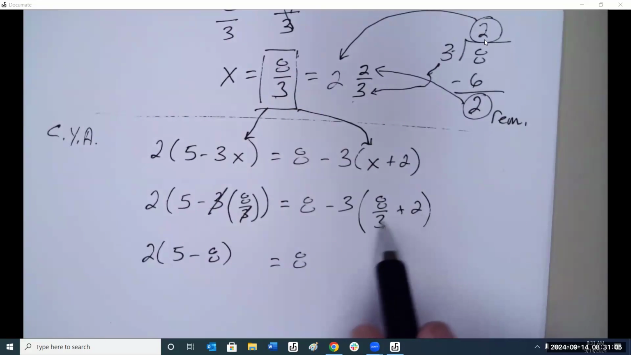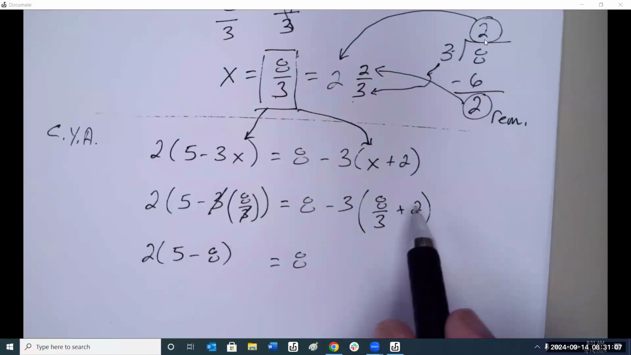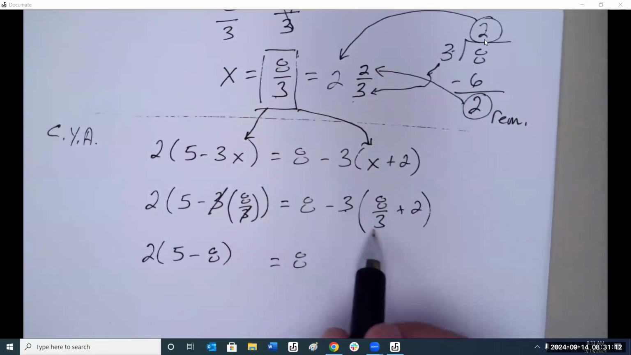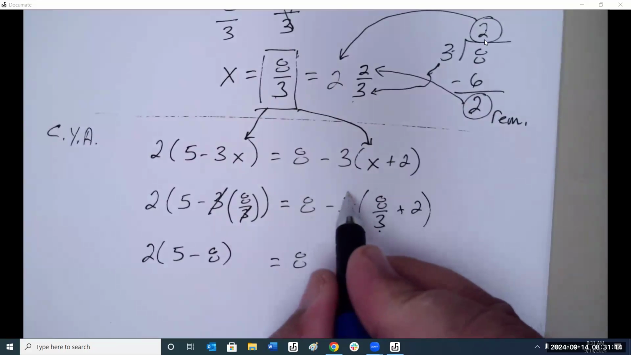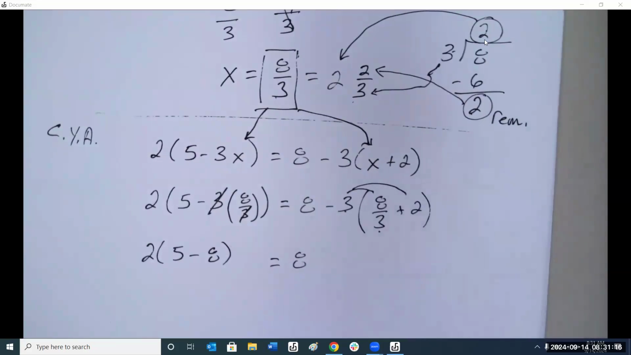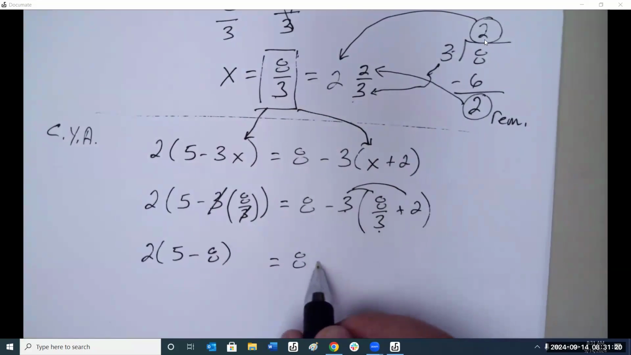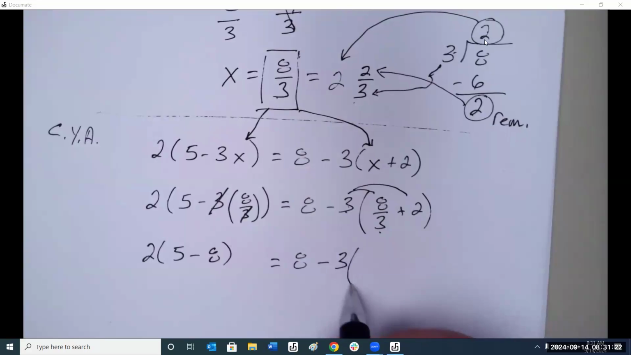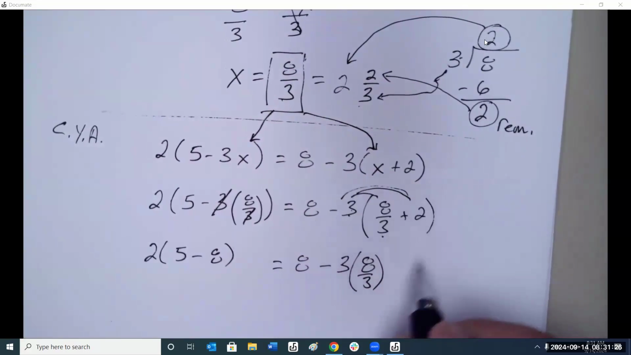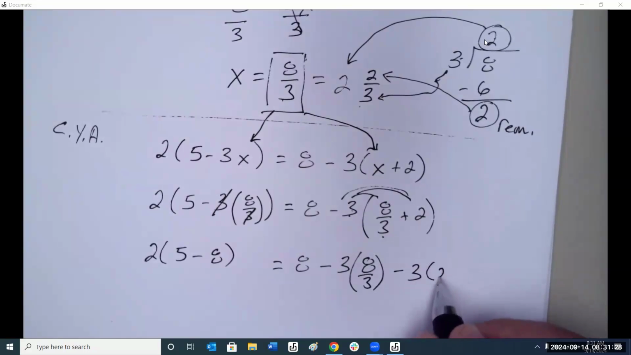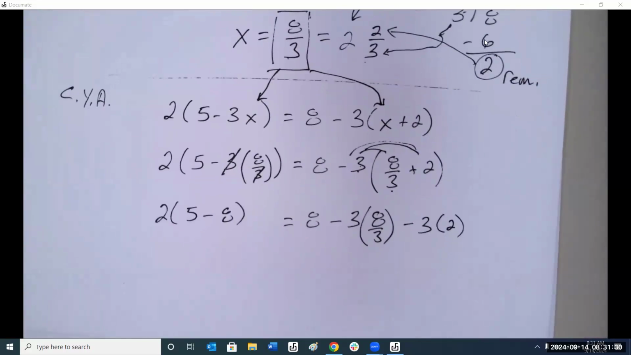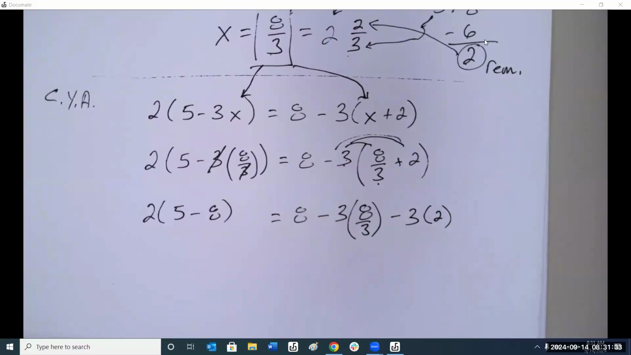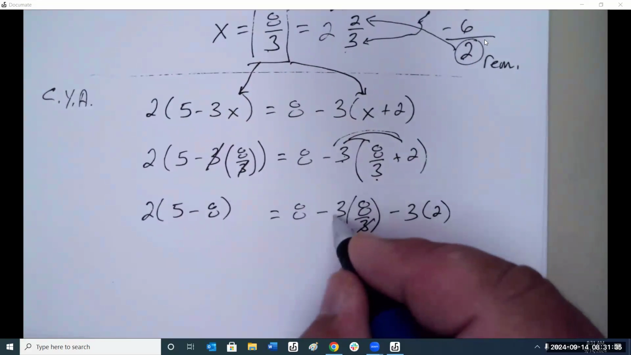We could go ahead and combine these two. We add the two fractions. Or since the leading coefficient is the same as that, we could distribute. They both give us the same answer. So we have -3 times 8 over 3, and then -3 times 2. Just the threes here cancel.